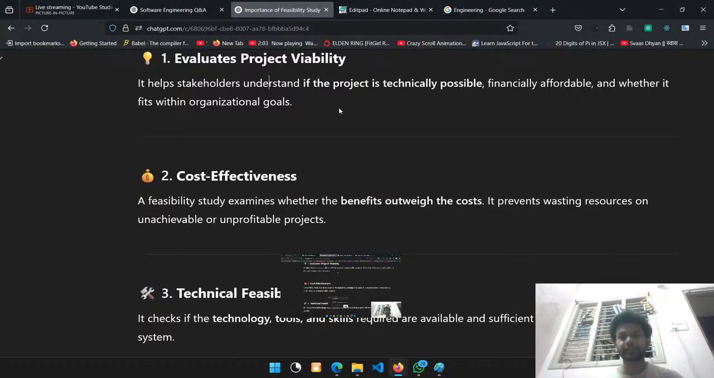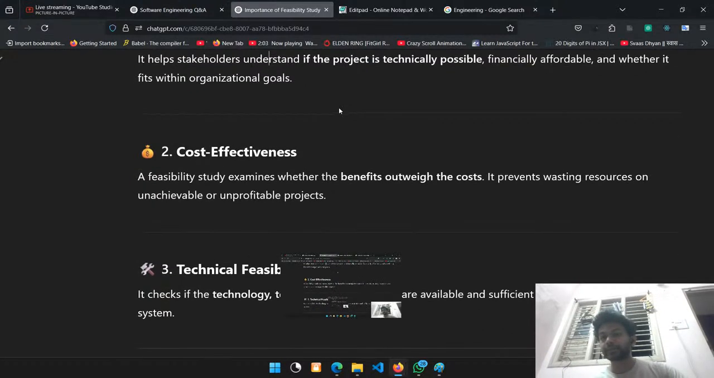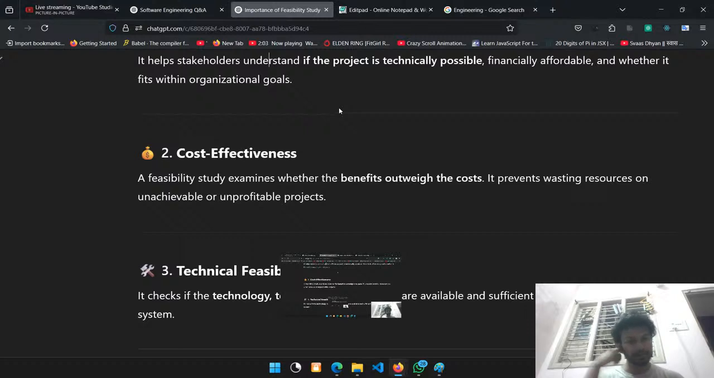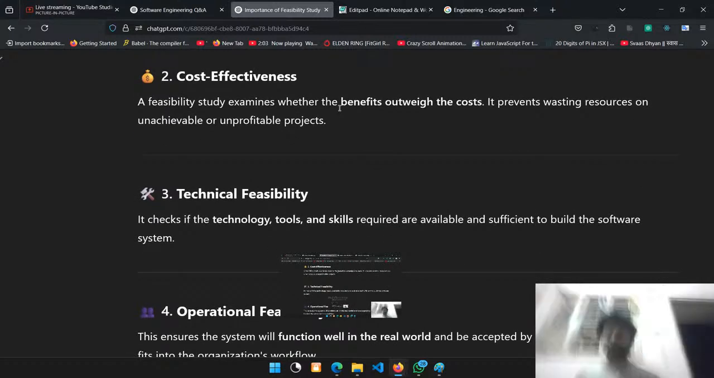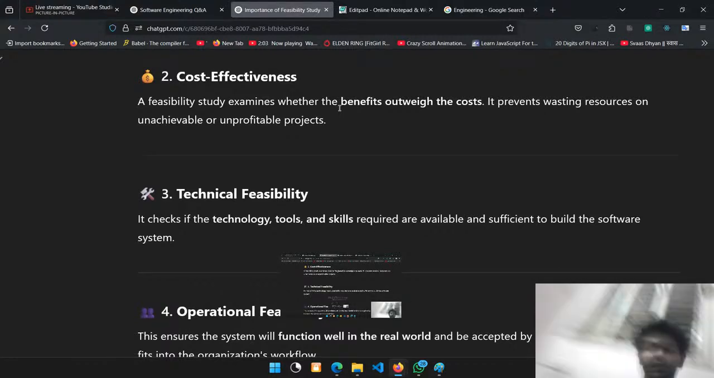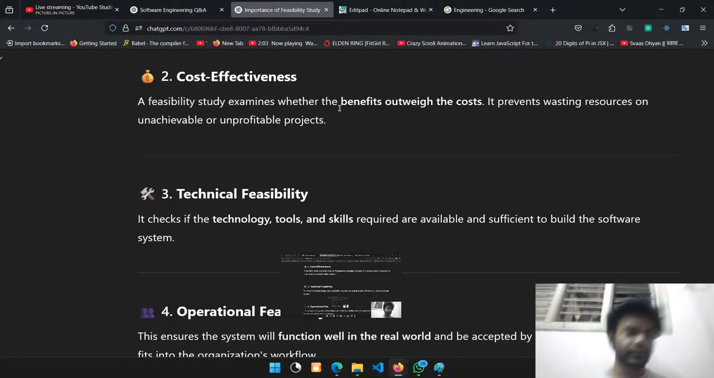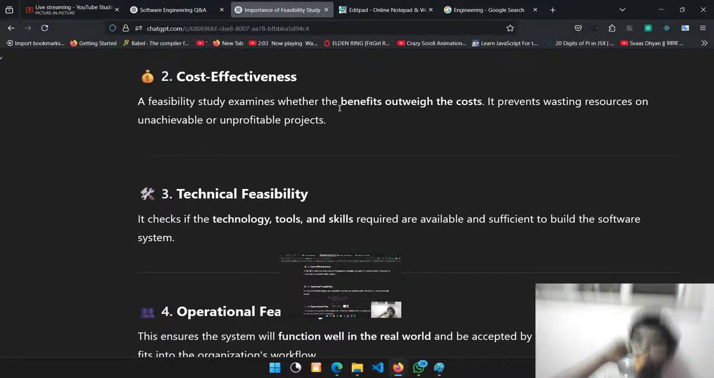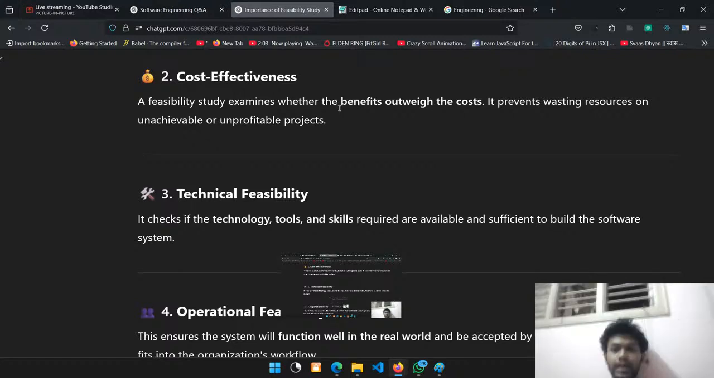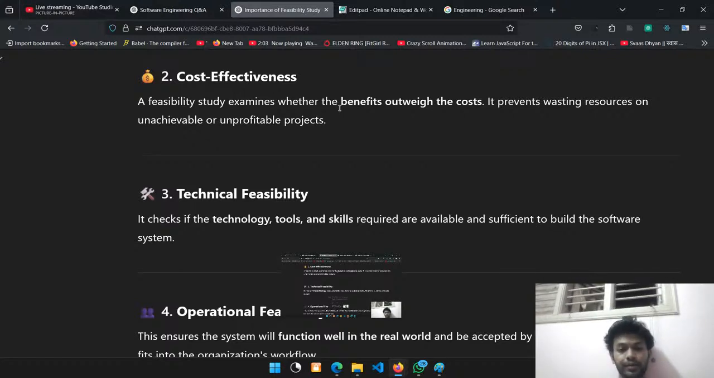Feasibility study examines whether the benefit outweighs the cost, prevents wasting resources, and avoids unprofitable projects. Nowadays, with the growing trend, we just want things, even if they are not even helpful. Beneficial. Technical feasibility.